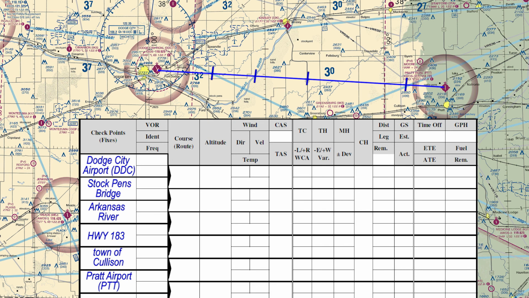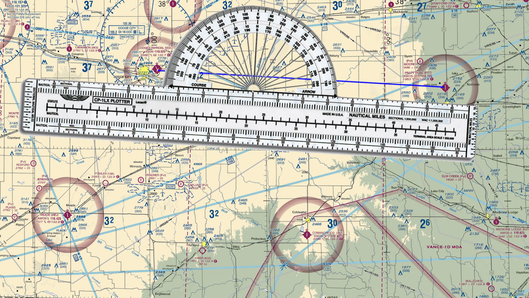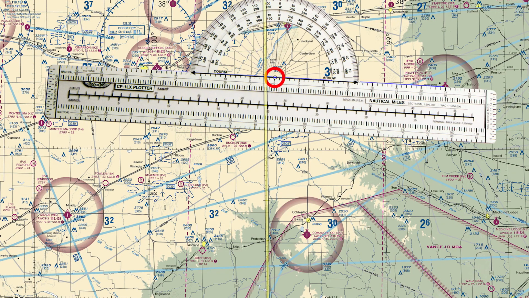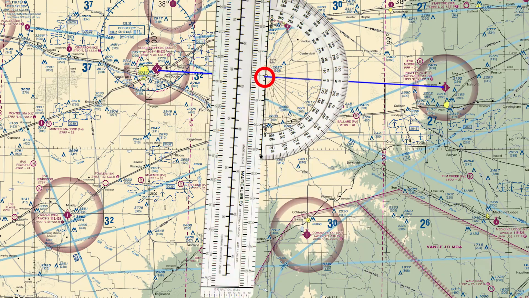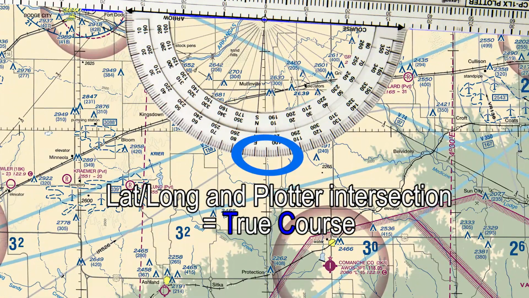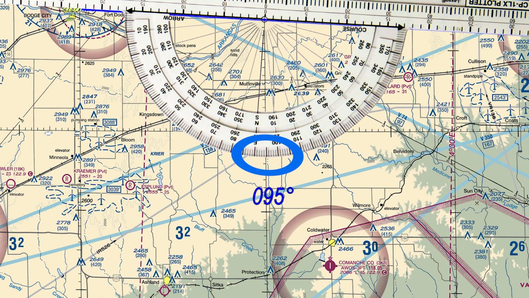Now the next thing we need to do is figure out what our course is from one airport to the next. The way we do that is we take our plotter and we line up the course with the little course arrow right on top of the ruler. And then you also want to make sure that the center dot lines up with one of the lines of latitude or longitude. And once you get it all lined up and squared away, you can look at the circle part of the plotter and you'll see what the course is for going from one airport to the other. Just make sure you look at the correct direction. For our route of flight, we're going to the east, and that is 095.